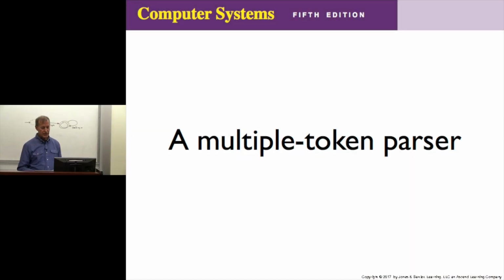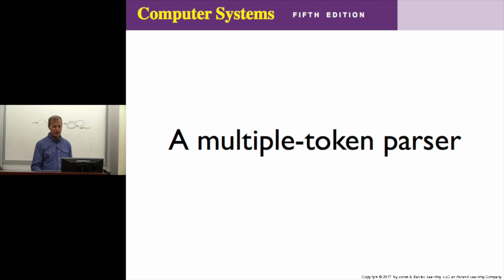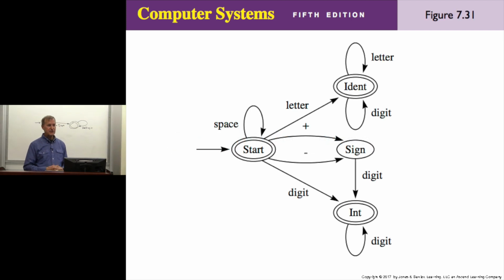So to show you the techniques that you will need in order to do this part of your project, let's take a look at a multiple token parser. We're going to implement a multiple token parser. And here in figure 7.31 is the finite state machine that we are going to implement. So let's study this for a few minutes.